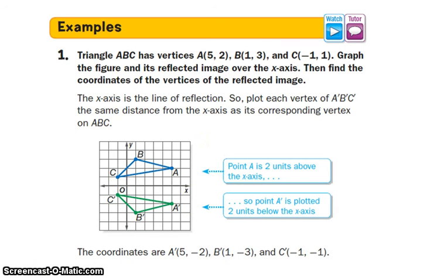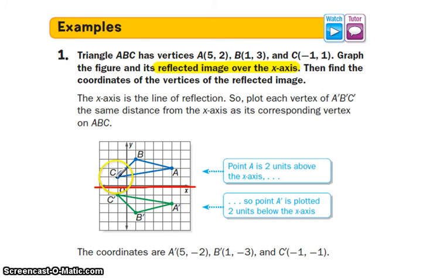So let's take a look here. It says triangle ABC has vertices A, B, and C. Okay, so here's your original figure right here, triangle ABC. Okay, it says to reflect the image over the x-axis. So right here is your x-axis. So we're going to flip this figure down over the axis.